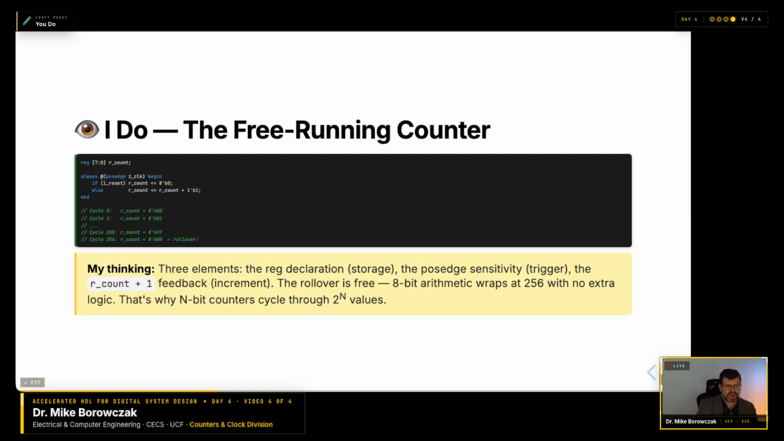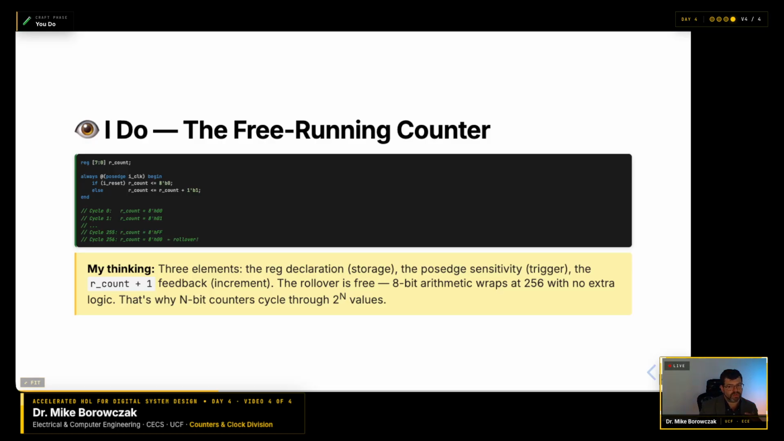You need to have a sensitivity trigger on the clock. Again, this is positive edge triggered. I've alluded to it in a handful of other lectures. You could also do things negative edge, so on the falling edge of the clock. But in this particular case, we have positive edge triggered, and whenever you're in this state, you're going to increment our count by 1.